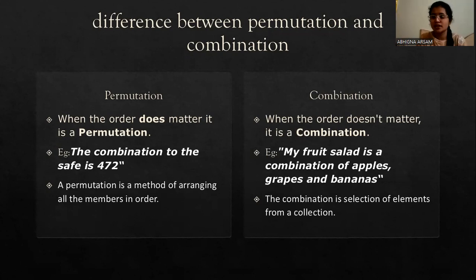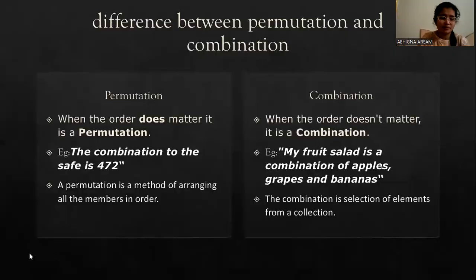Whereas in combination, order doesn't matter. Suppose we have a fruit salad. Let us take apples, grapes, and bananas. If you take apples, bananas, and grapes, the same output will be there, and bananas, grapes, and apples is also the same. Irrespective of which order you take, you get the same output. Combination is about selecting elements from a set or a collection.